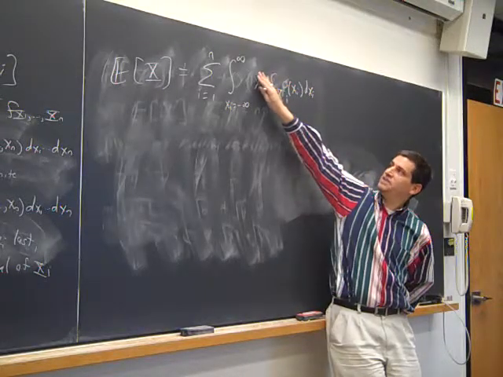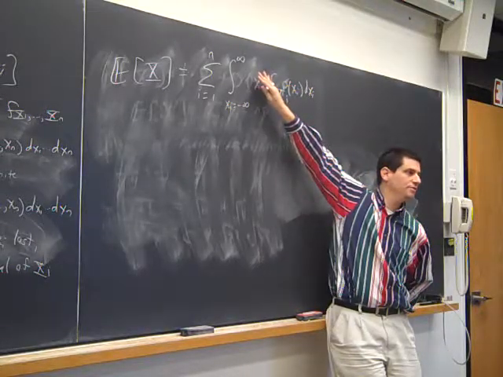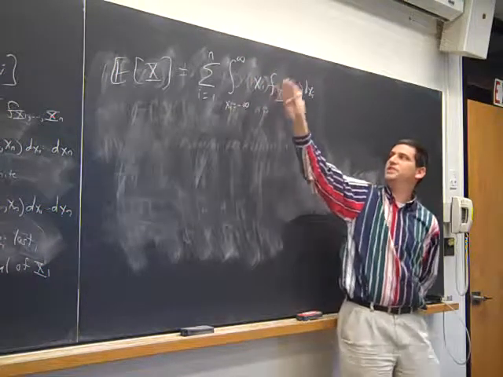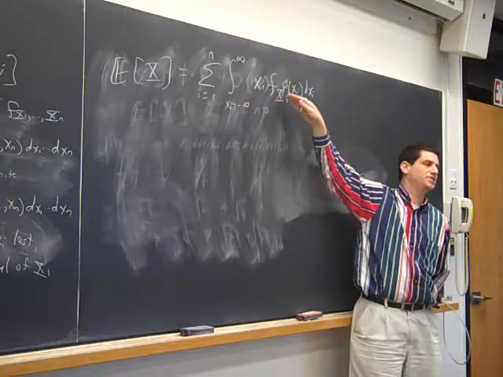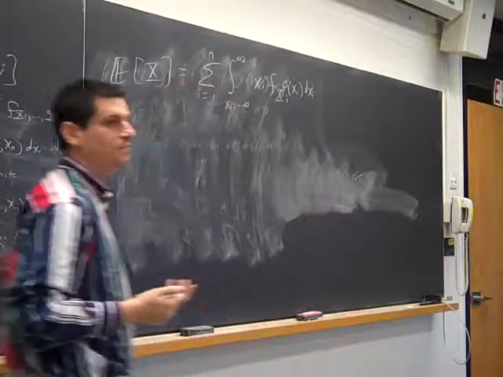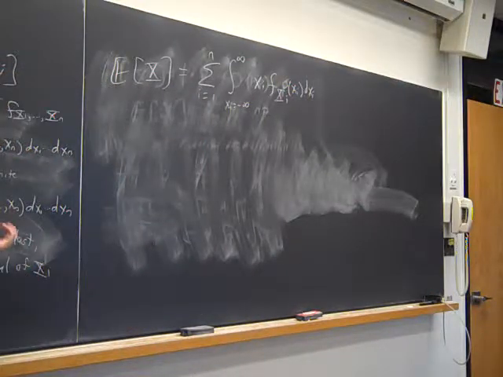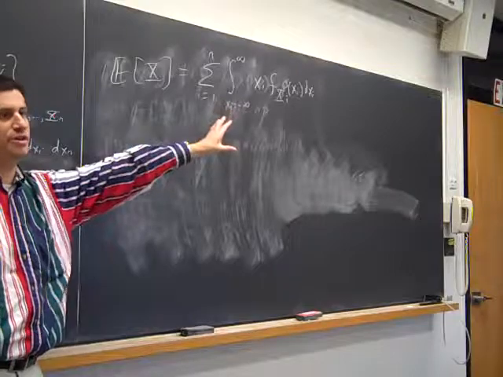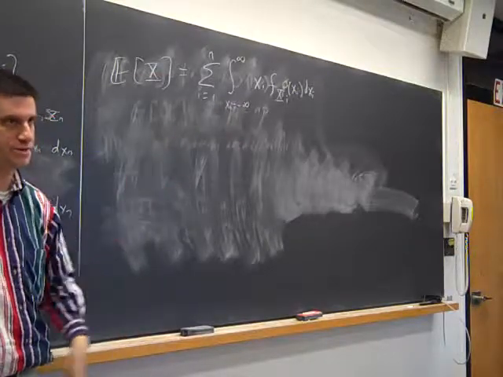If I didn't have the xi here, what would this integral be? Everything else integrates to the marginal density of xi. It just integrates away, because I'm saying I don't care about the other values, I only care about the value of xi. So when we integrate the joint density function over everything but one variable, we're left with the marginal. If you go back to our coin tosses, this was just going along the rows or going down the columns.